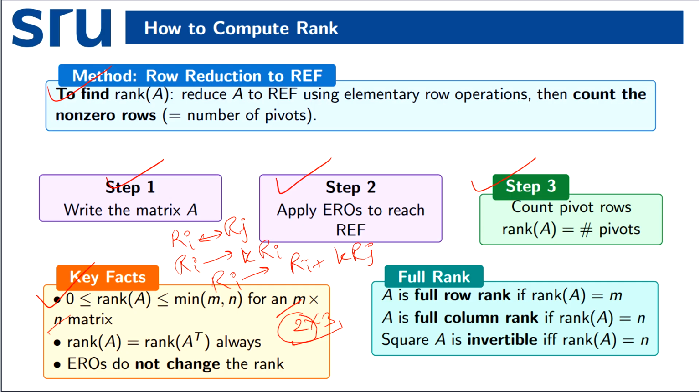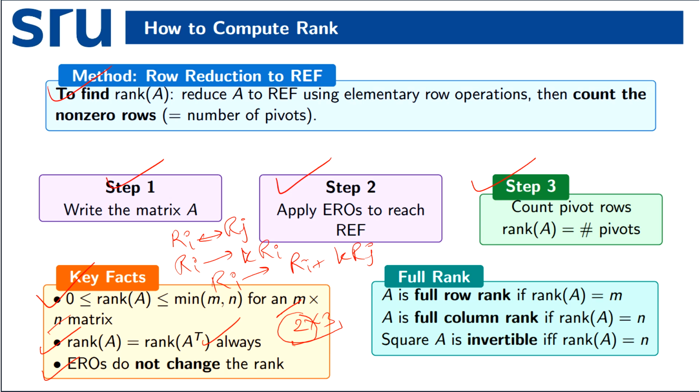Then second point is rank of A and rank of A transpose are always the same. Then third one, elementary row operations do not change the rank. And this is the most important point in here. Elementary operations do not change the rank of a matrix.